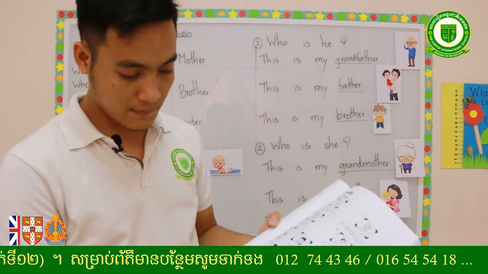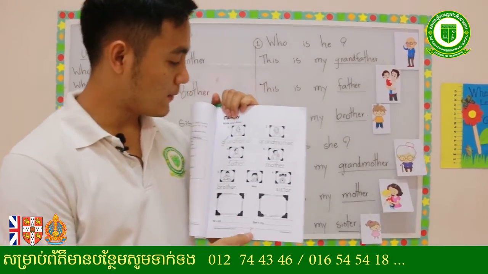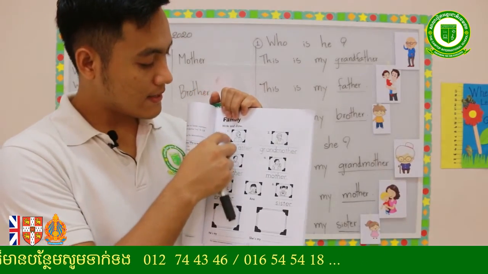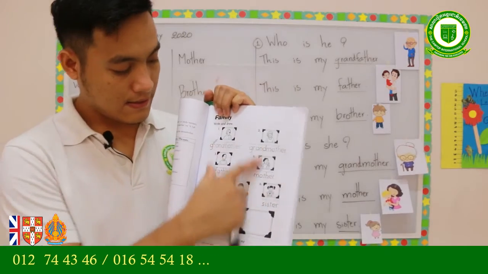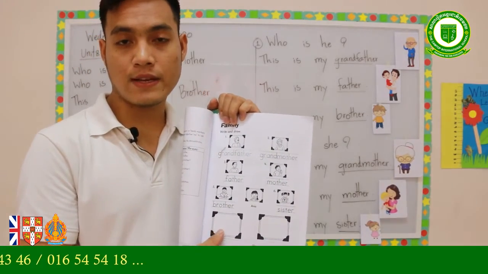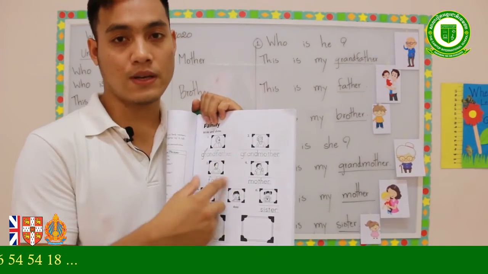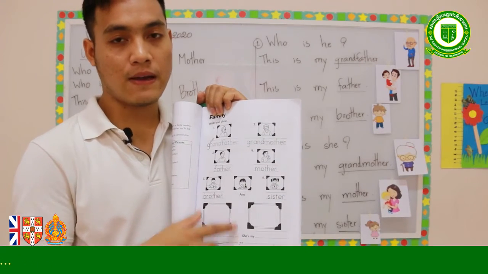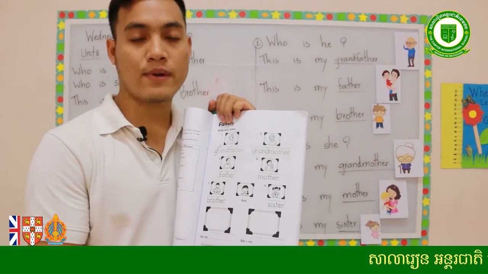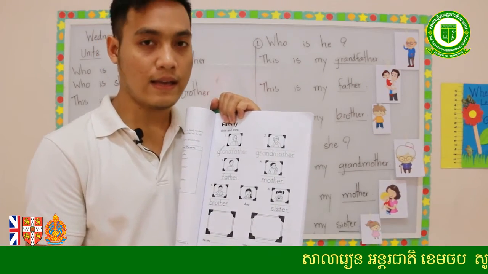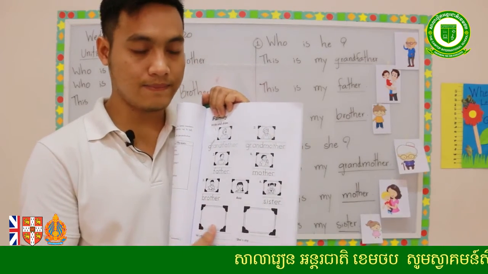And page 27, this is about write and draw. So over here, refer to reading two, that you need to read the words carefully, okay? Especially about grandmother, grandfather, sister, brother, father. Okay, so practice your reading.